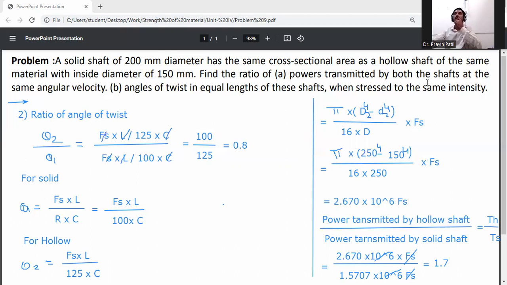So first, power transmitted by hollow shaft to solid shaft is 1.7, and angle of twist in equal lengths. The length is equal, so it will cancel. Angle of twist in equal length of this shaft when stressed to the same intensity, the shear stress will get cancelled. So 100 to 125 will be 0.25. Okay, this is your final answer.